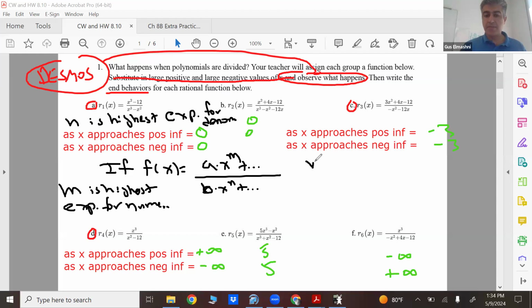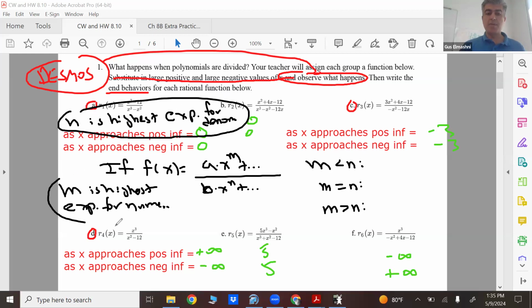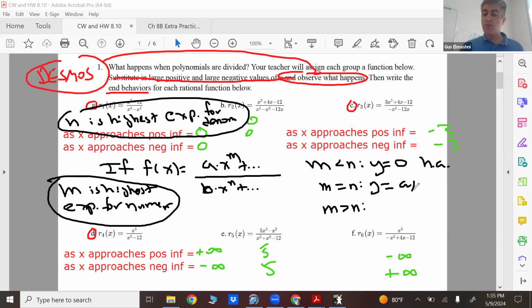there are 3 cases. There's this case, there's this case, and there's that case. What's the m? The m is the highest exponent for the numerator, and n is the highest exponent for the denominator. If m is less than n, as we saw for both a and b, y equals 0 is your horizontal asymptote. I'll put HA for short. If m equals n, then y equals a over b, the ratio of the leading coefficients, is your horizontal asymptote. Here, you have no horizontal asymptote if m is greater than n.